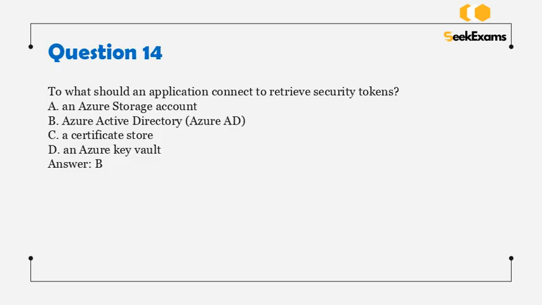Question 14. To what should an application connect to retrieve security tokens? A. An Azure storage account. B. Azure Active Directory, Azure AD. C. A certificate store. D. An Azure Key Vault. Answer: B.